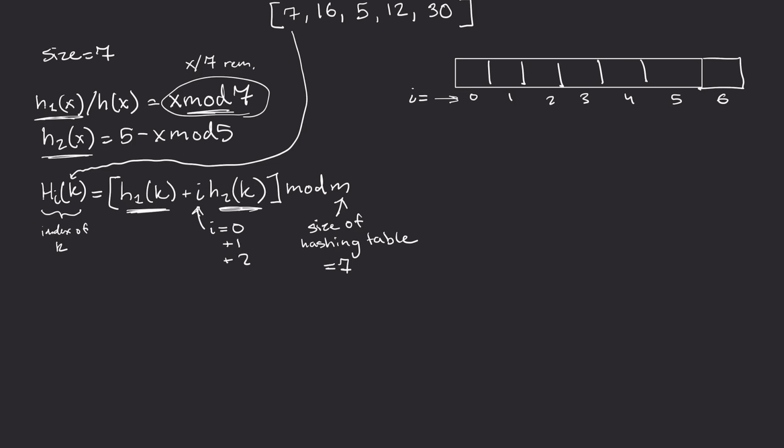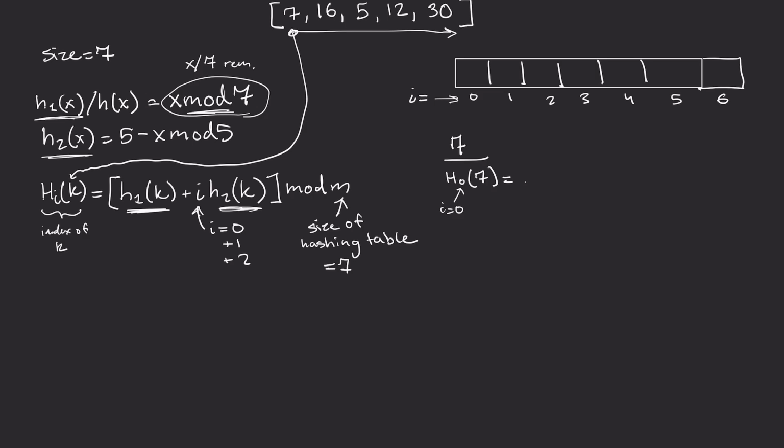So let's actually try and put one of these numbers into the array to see how this whole thing works. With hashing, you just have to start with the first number and go all the way down, because in this case the order matters. So let's start with 7 and see where in the hashing table it's going to go. So let's start by calculating h0 of 7, because i starts at 0.